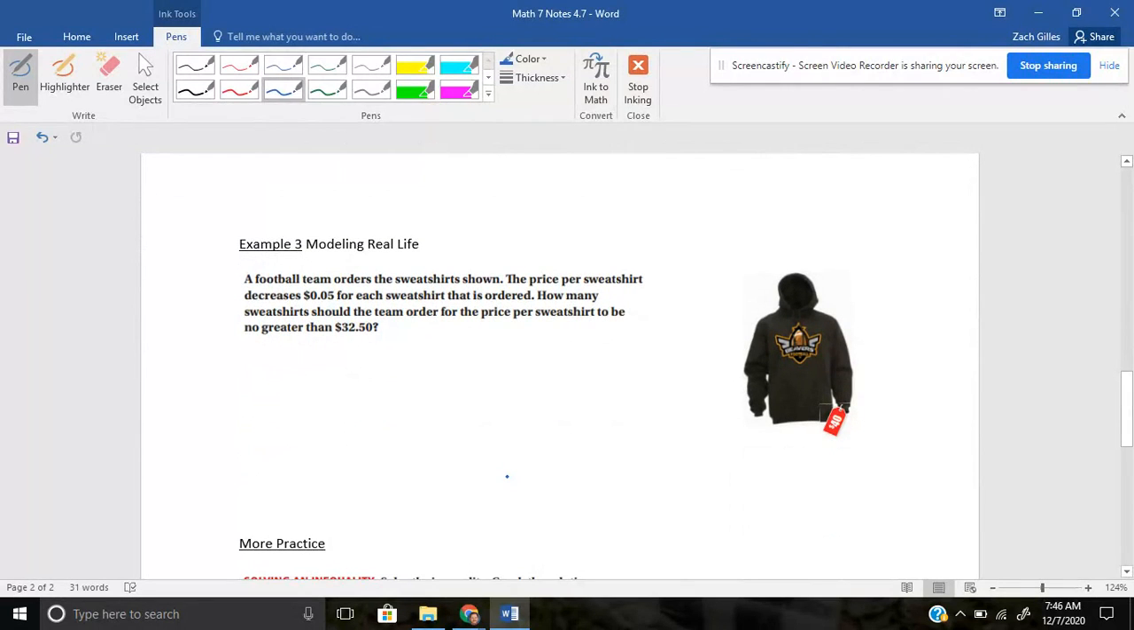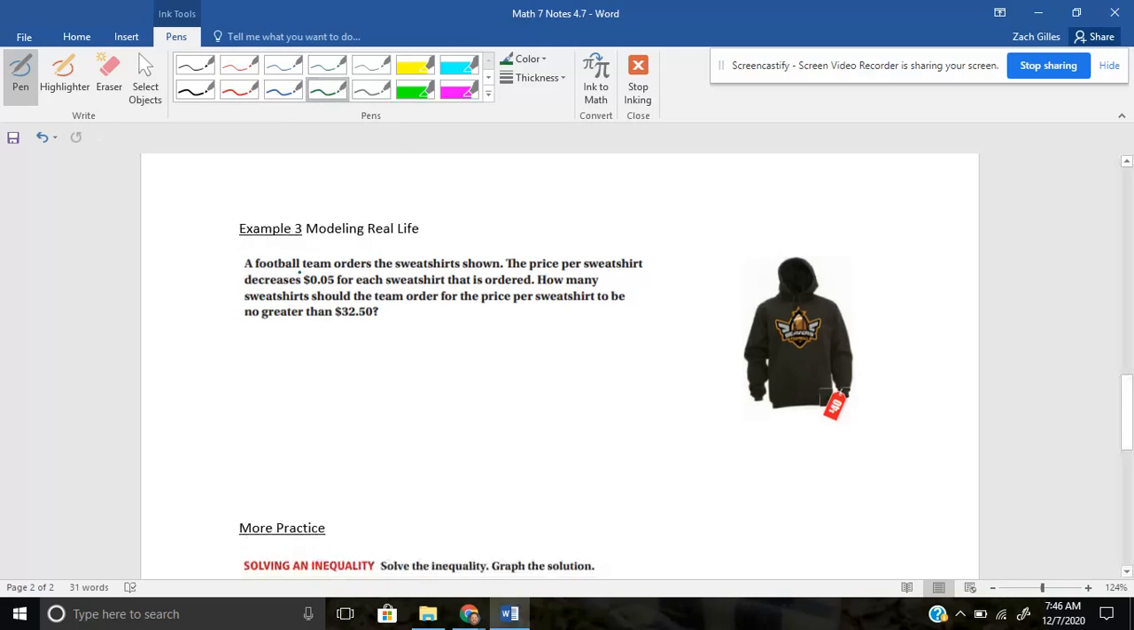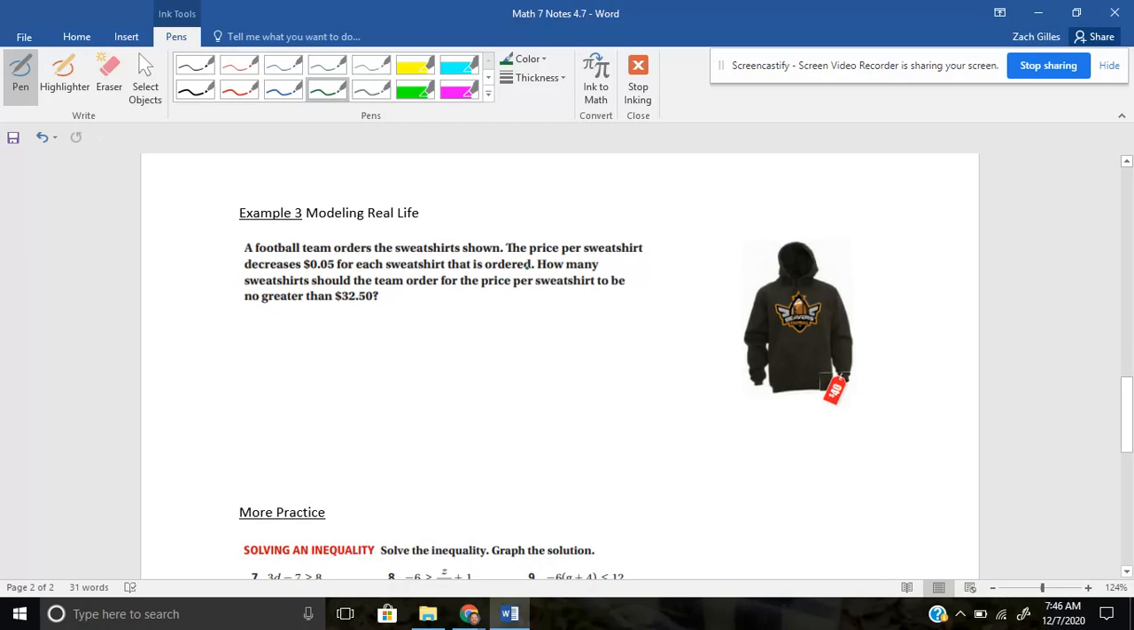Okay, we've got the last example here, and then a little bit more practice for you to try out. So, example 3 reads, a football team orders the sweatshirts shown. The price per sweatshirt decreases 5 cents for each sweatshirt that's ordered. Kind of like when you order anything in bulk, usually it's cheaper. How many sweatshirts should the team order for the price per sweatshirt to be no greater than $32.50? And if you look here, it looks like the base price is $40 for a sweatshirt. Okay, it looks like we're ordering these for a football team.